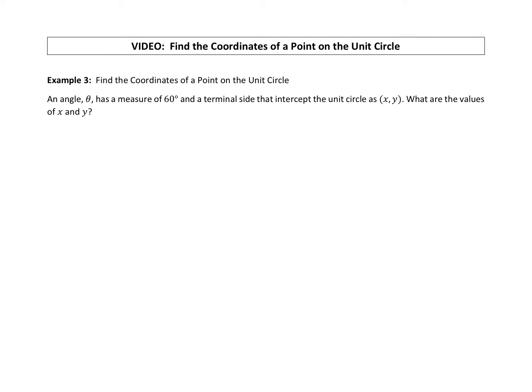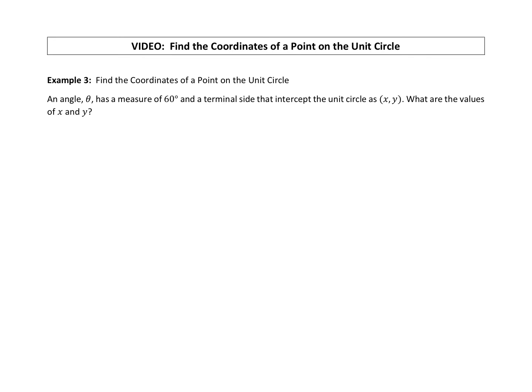Okay, so we just had an introduction to the unit circle. Let's go ahead and start to use it a little bit. We are going to find the coordinates of a point, so xy coordinate, on the unit circle. An angle theta has a measure of 60 degrees and a terminal side that intercepts the unit circle at the ordered pair x, y. What are the values of x and y?